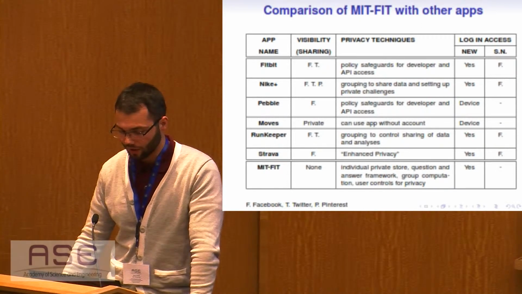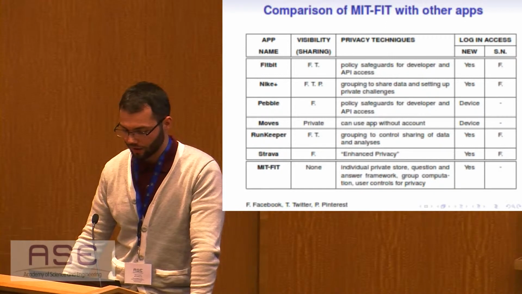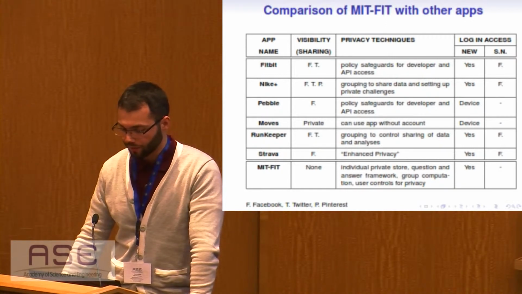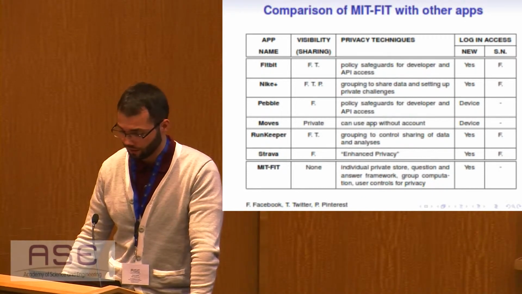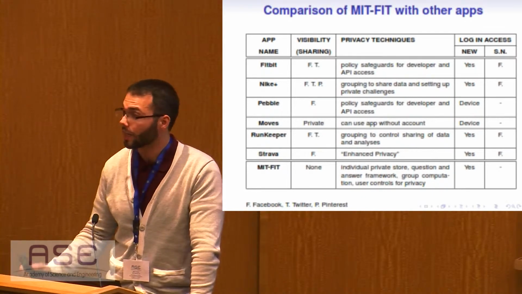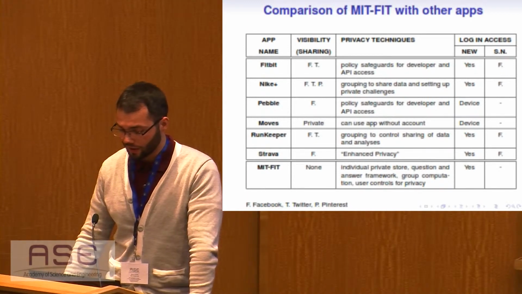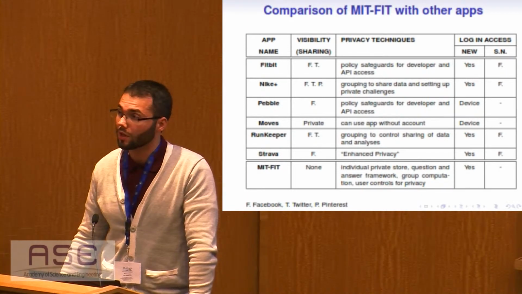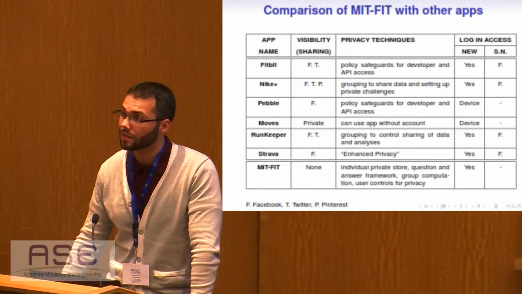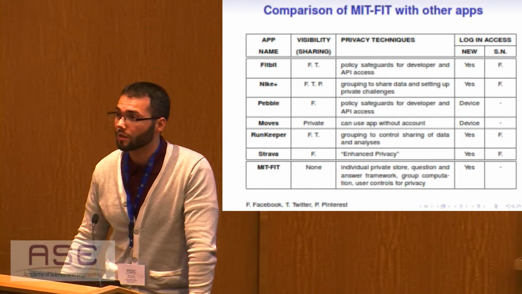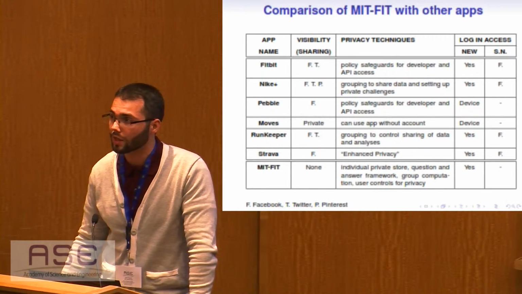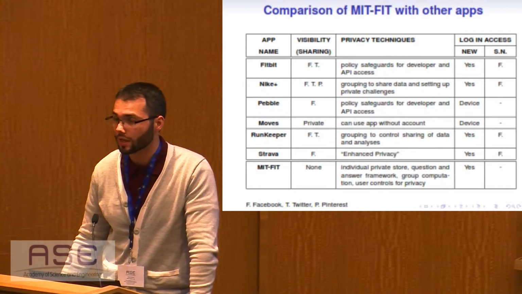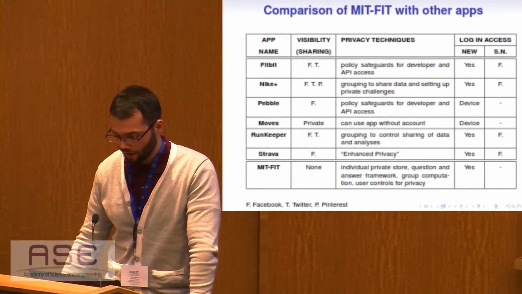And we see for popular applications such as Fitbit, Nike Plus, and Strava, there's the ability to share data on social networks. Facebook and Twitter are very popular. Nike has Pinterest. The privacy techniques that are employed are typically safeguards around policies for API access. So when a developer opts in to use the Fitbit API, they're agreeing to some policies, but there aren't typically technical constraints on how the data is used after the developer has been provided access to it.